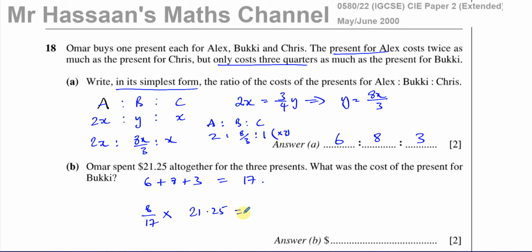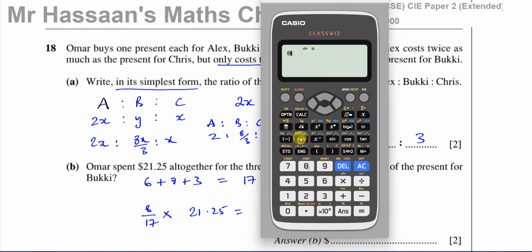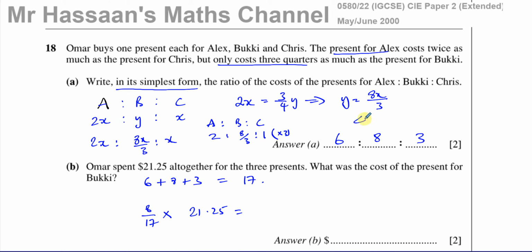That's one way of doing the question. That's perfectly fine. So you have 8 over 17 multiplied by 21.25, which gives you 10. So it's $10. So there's the answer to part B, $10.